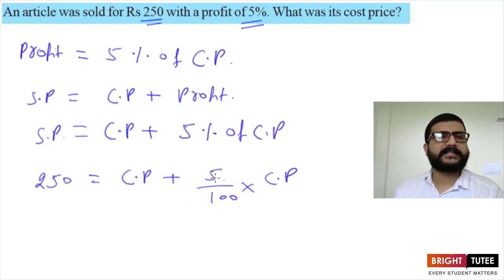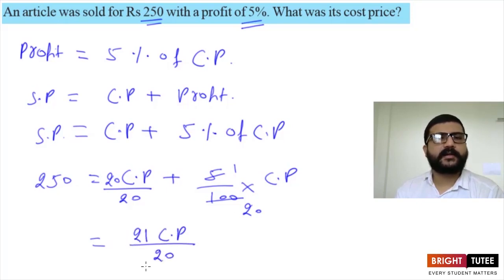Now we can do one thing, we can simplify this. 5 ones are 5, 5 into 20 will give us 100. So now we are having 250 is equal to CP plus CP upon 20. We can write this CP as 20 CP upon 20. This is basically CP only, 20 and 20 will be cancelled out. So now see carefully, 20 CP plus CP upon 20. So this will be 21 CP upon 20 and this is equal to 250.